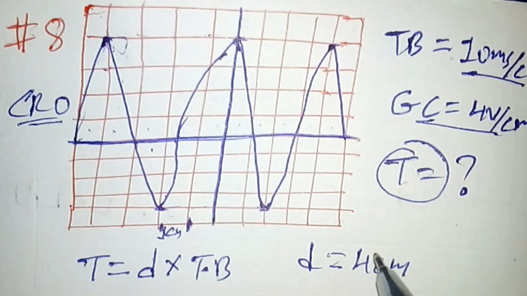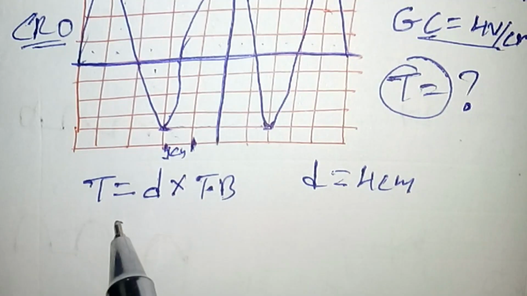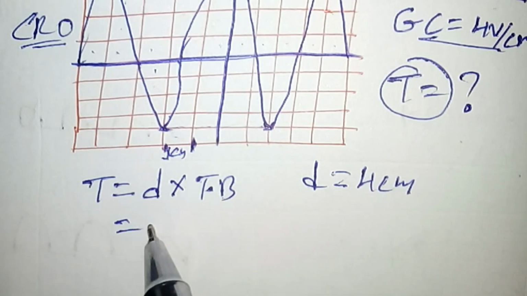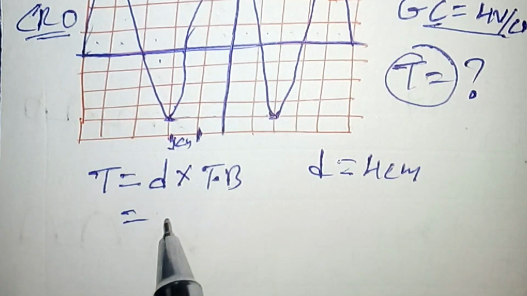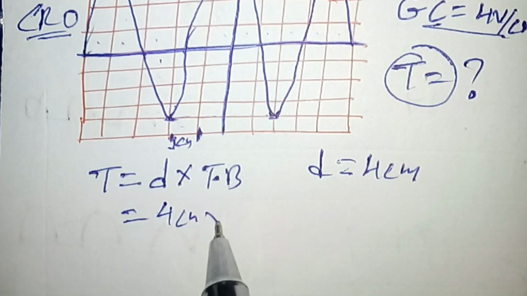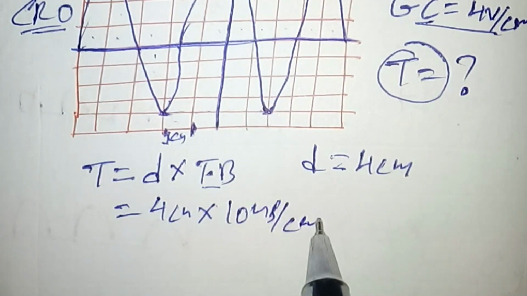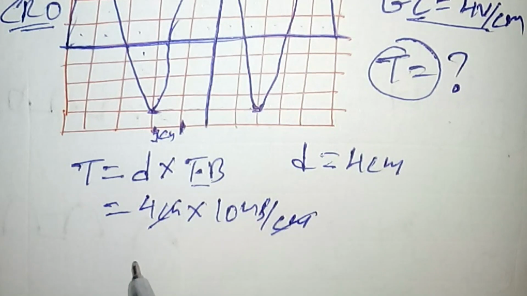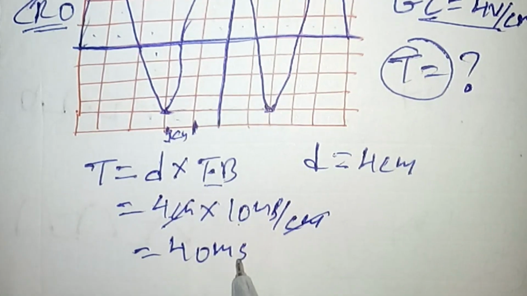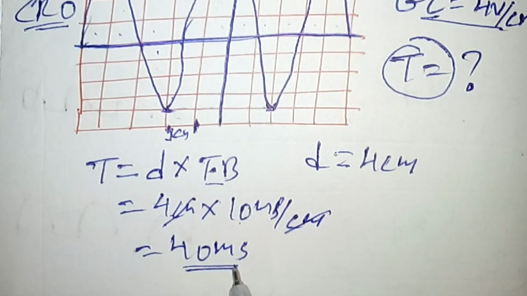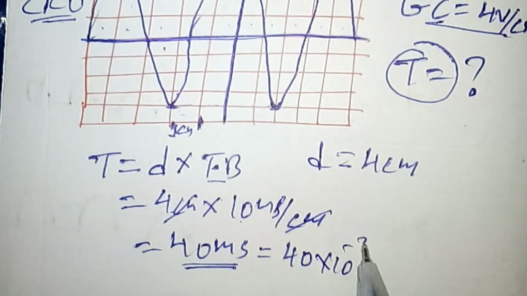So the time base is set to be equal to 10 milliseconds per centimeter. So this is directly equal to the distance between two crests, or the distance to complete one oscillation or one full wave, which is 4 centimeters times the time base of 10 milliseconds per centimeter. So if we cancel centimeter with centimeter, 4 times 10 is 40 milliseconds. So this is equal to 40 times 10 raised to minus 3 seconds.